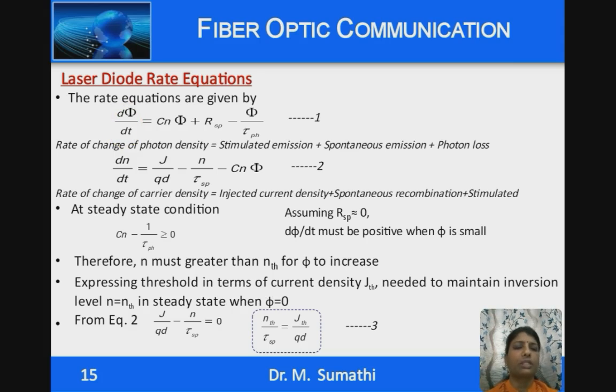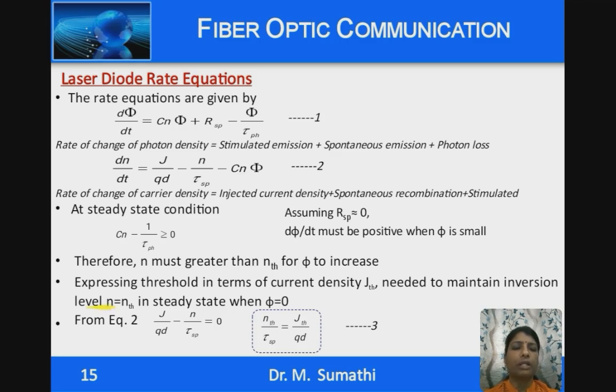the rate of change of photon density should be positive when the number of photons is less. So in equation 1 we get Cn minus 1 by tau is greater than or equal to 0. For this value to be greater than or equal to 0, n should be greater than a certain threshold value, only then would this be a positive number. That is, the number of electrons should be greater than a threshold value. That is what we have already seen. The number of electrons in the higher or excited state should be greater than a certain value, only then will stimulated emission take place. So population inversion should be maintained.